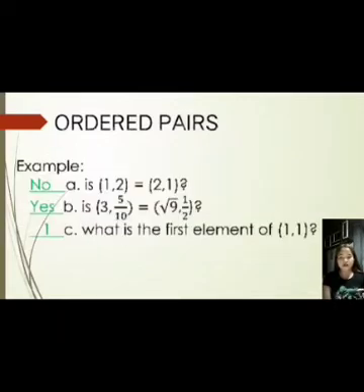Ordered pairs. Example: A, is (1, 2) equal to (2, 1)? B, is (3, 5 over 10) equal to (9 divided by 1 over 2)? C, what is the first element of (1, 1)? A, no, because in the given for the letter A, the order is not the same; a set is represented the same regardless of order, whereas in an ordered pair it matters. B, yes, because the given for the letter B is an example of equality. C, the first element of (1, 1) is 1, based on the definition lesson or example.